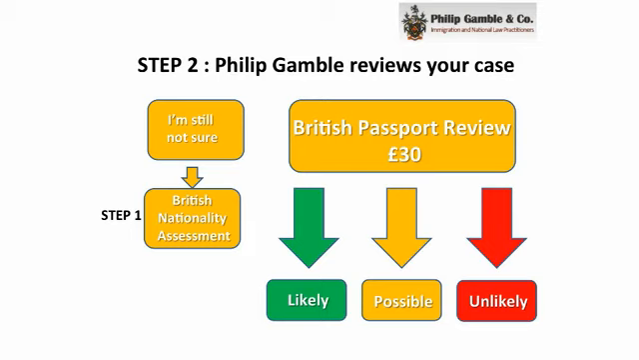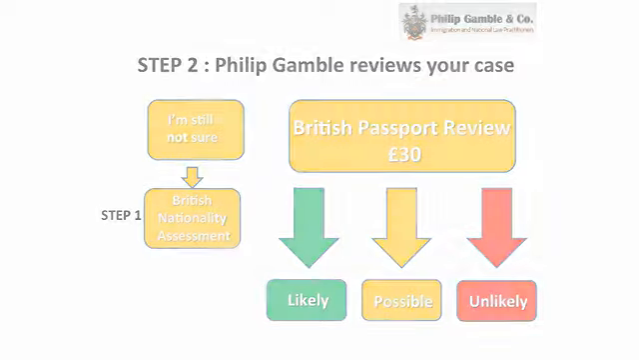It's all done online, again on that same website, whatpassport.com, and Philip will give you an answer to the question, what is your probability of you becoming British? And he'll give one of 3 answers to you. If Philip feels it's unlikely that you have a claim, or he thinks it's possible that you have a claim, or he thinks it's likely that you have a claim. And this is a guide for you to make up your mind as to your next steps that you want to take.